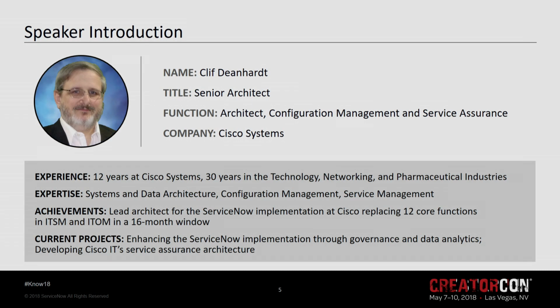I'll hand it over to Cliff real quick to do his introduction. Thank you. I am Cliff Dienhart. I'm the senior architect in charge of our ServiceNow implementation in IT, as well as service assurance, asset management, and a few other areas. We've been working with ServiceNow for about 2 years on our implementation, which we got live in production about 8 or 9 months ago, and we are now working toward machine learning and assurance, as David said.